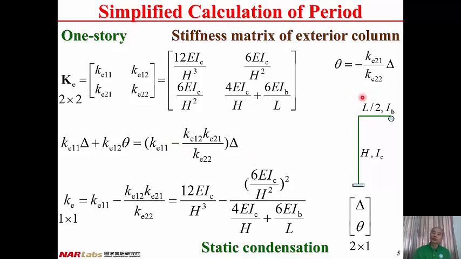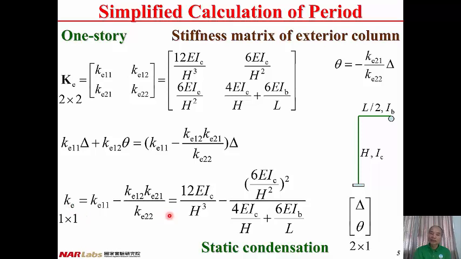From this relationship between theta and delta, we consider the first equation, Ke11 times delta plus Ke12 times theta. Theta can be expressed in terms of delta, so that we have Ke11 minus Ke12 times Ke21 divided by Ke22, times delta. This can be considered as the stiffness after static condensation. We call this Ke, where E means exterior column and K means stiffness. This is a scalar, or it can be considered as a general matrix, but the dimension is 1 by 1.